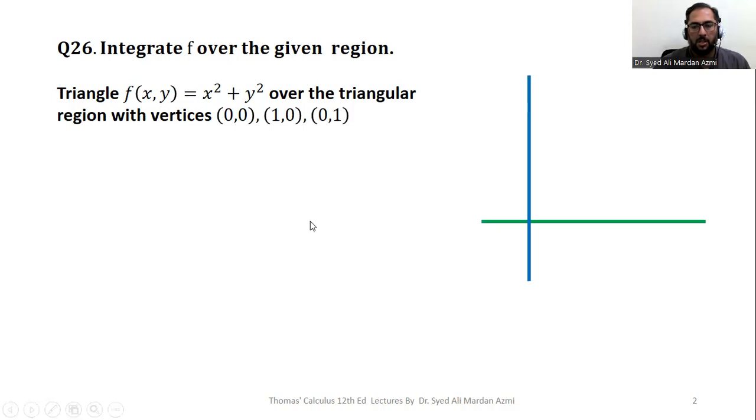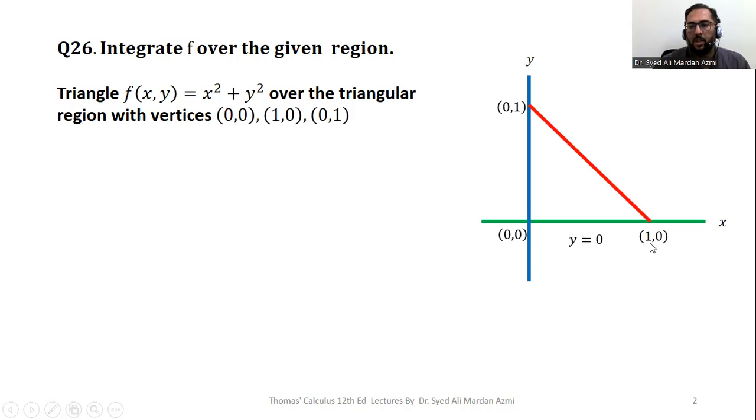In order to plot the triangle, first of all, we will mark the x-axis and y-axis. I have marked the x-axis with green color and the y-axis with blue color. Then the intersection point is 0, 0. Along unit distance, I have taken the point 1, 0. Similarly, along the y-axis, in the unit distance, I have taken the point 0, 1. Then I have joined 1, 0 and 0, 1 with the help of this red line. Then this is our required triangle in the xy plane.